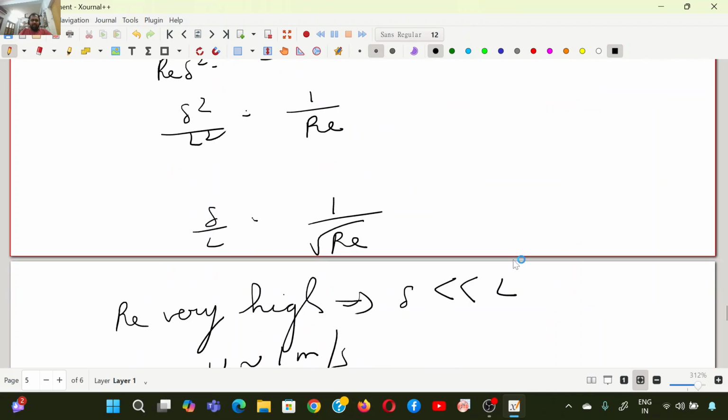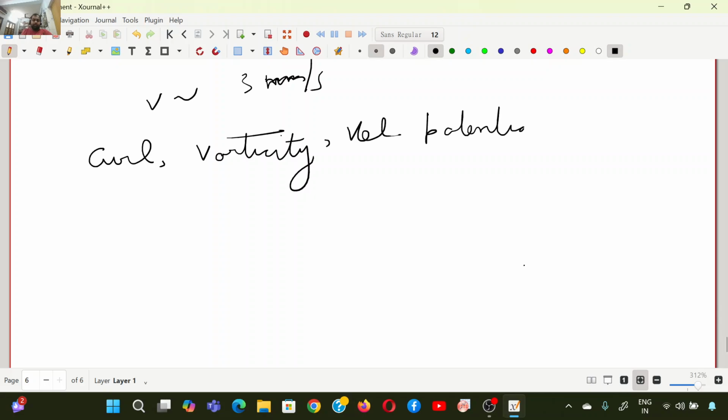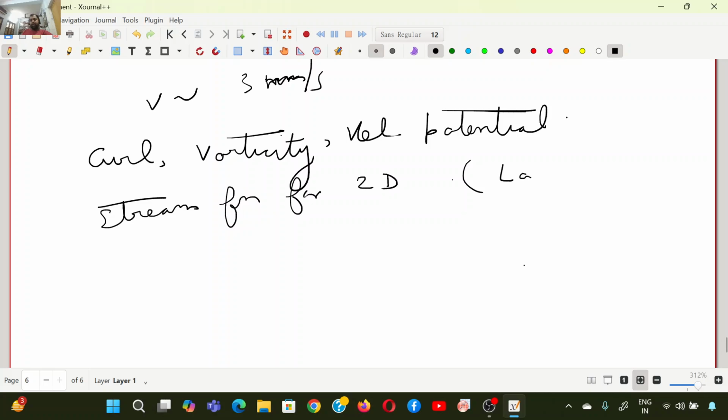So I will just add some more points here. We already saw the concepts of curl, vorticity, velocity potential earlier, and also the stream function psi for 2D. Then we got the Laplace equation. Remember, Laplace means just del square of that is equal to 0.